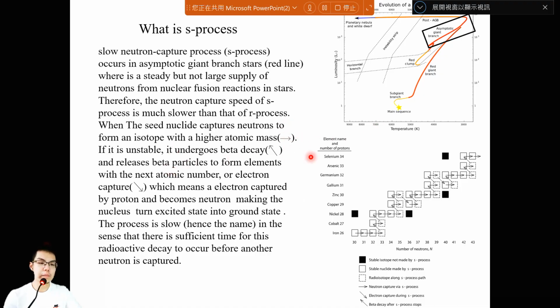When the nuclei capture a neutron, they form an isotope with a higher atomic mass, shown by the lighter parallel black arrow. It is unstable. It undergoes beta decay and releases a beta particle to form elements with the next atomic number, or electron capture, which means an electron is captured by a proton and becomes a neutron, making the nucleus turn from excited state into ground state. The process is slow, hence the name, in the sense that there is sufficient time for this radioactive decay to occur before another neutron is captured.